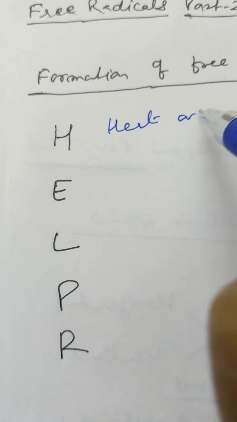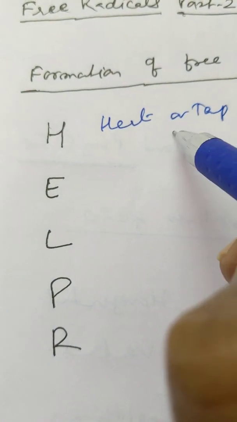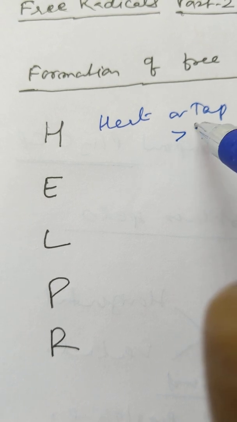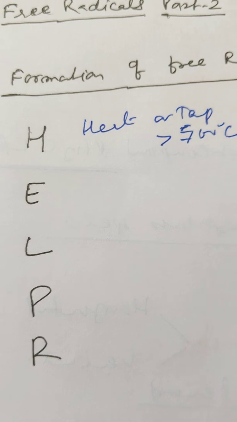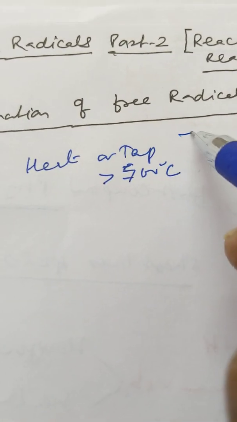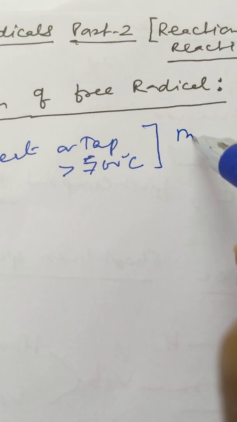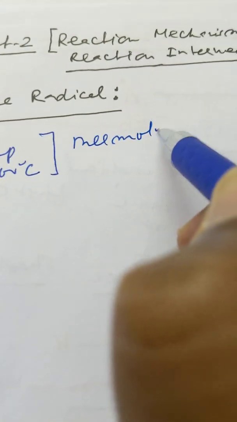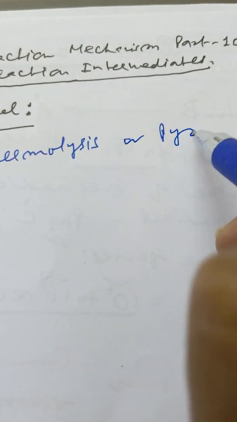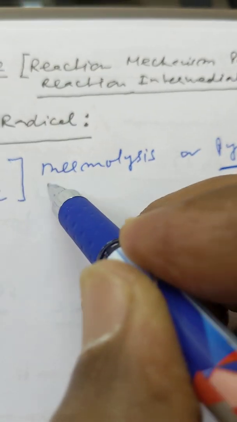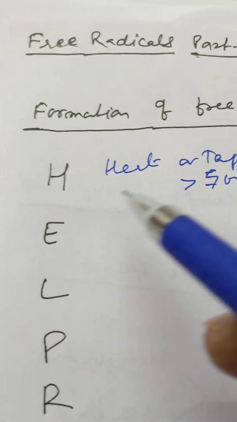or temperature greater than 500 degrees Celsius. Now, if it is formed by this, the process is called thermolysis or pyrolysis. You know the meaning of pyro, you know the meaning of thermo at MSc. Need not explain this term. So then it is heat.